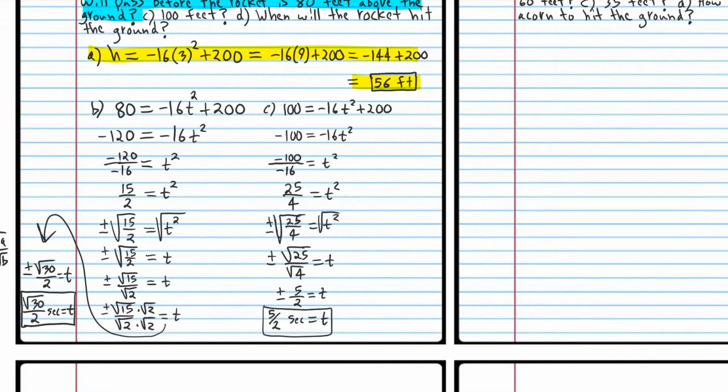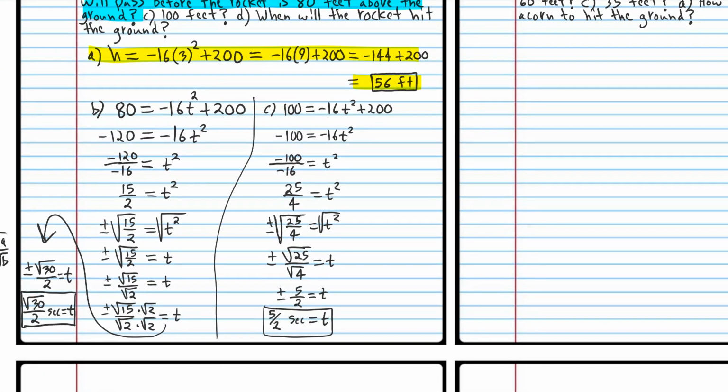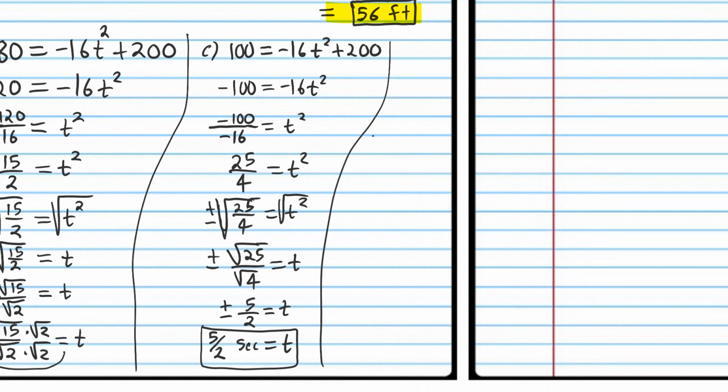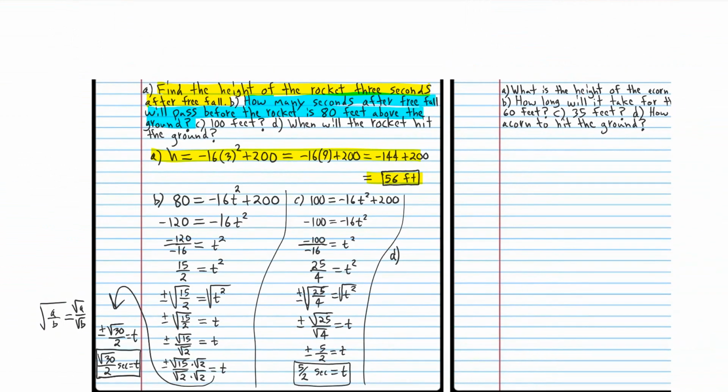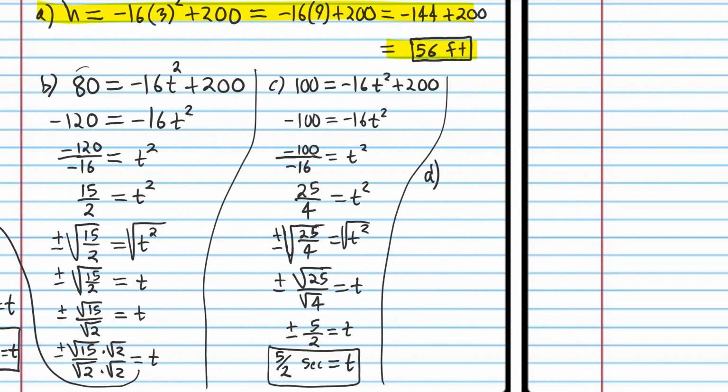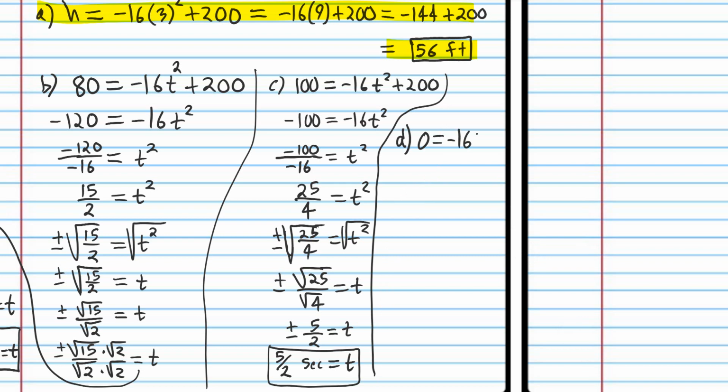And now we do part D. When will the rocket hit the ground? So I'm going to see if I can fit part D here. So when the rocket hits the ground, H is going to be 0. So here we had H equals 80. Here we had H equals 100. But we want to know when it's going to hit the ground, and it'll hit the ground when H is equal to 0. So we'll let H equals 0. 0 equals negative 16t squared plus 100.